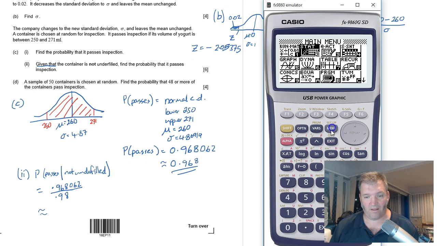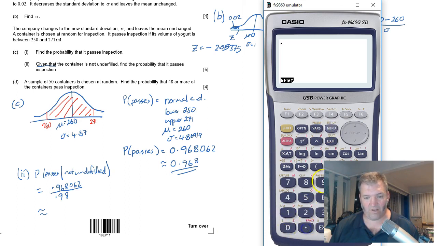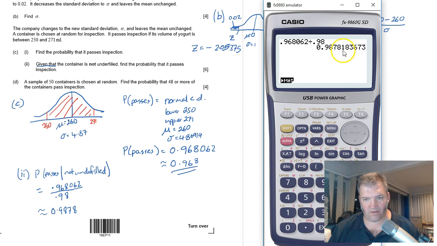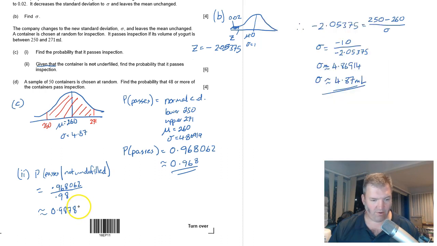So we go ahead and do that. Menu number 1, 0.968062 divided by 0.98. And we get 0.9878. I think, again, let's keep them happy. Go to the 6-digit, 987818. Probably could have just remembered that all at once. Doesn't matter. Which is 0.988.